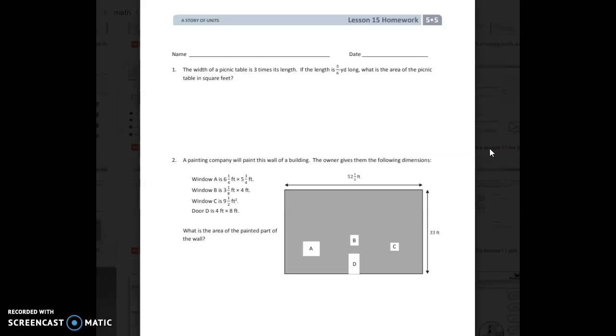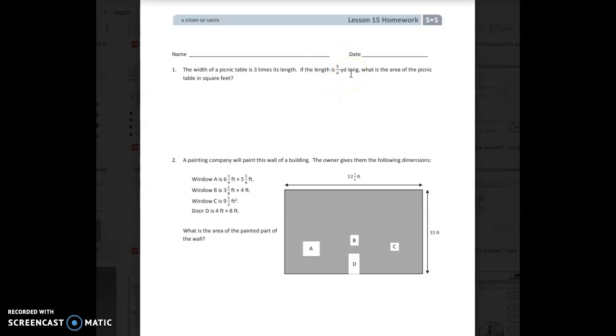For problem number 1, it says the width of a picnic table is 3 times its length. If the length is 5/6 of a yard long, what is the area of the picnic table in square feet? So we have to take 2 steps to get to the area. First, we need to figure out what the width is. The width is going to be 3 times the length. If our length is 5/6 of a yard, the key word here is 3 times the length. What are you going to multiply by in order to find the width? And then you've got your length.